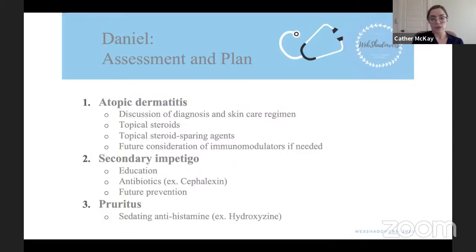Potentially considering steroid sparing agents, which we often do in patients with atopic dermatitis, because this is a chronic issue. So we want to have patients use the steroids when necessary, and not be scared to use them, but have something else on board as well to help, so that we can minimize using steroids as much as possible.